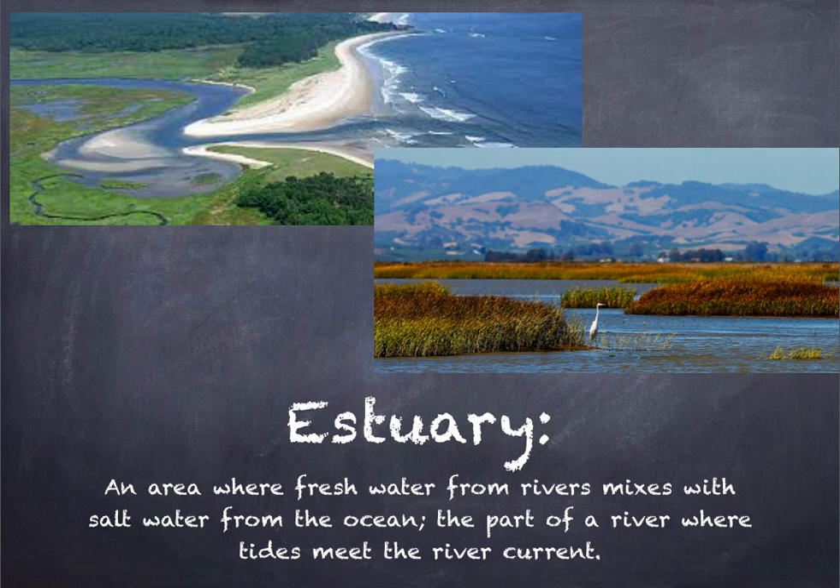Okay, our next word is estuary. This is an area where fresh water from rivers mixes with salt water from the ocean, the part of a river where tides meet the river current. You can see up here I have an estuary. This is fresh water and oceanic water, and they meet and form a brackish consistency, which is half salt and half freshwater basically. And this is where a lot of animals are going to come and nest and have their babies.